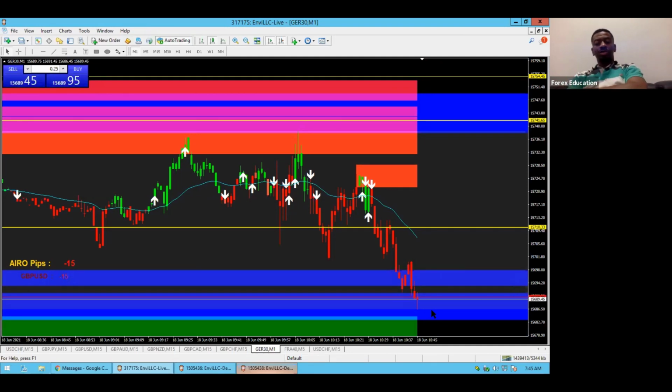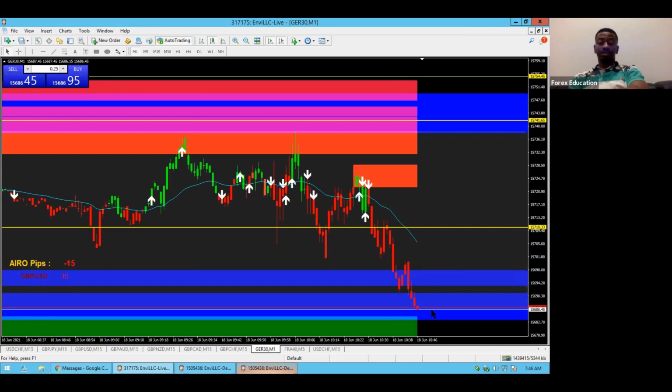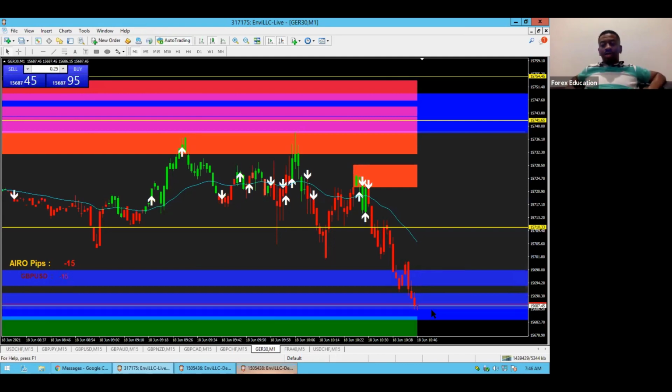Close right there. Doji. Come on, close as a doji. Or not. I guess you can give us a bullish engulfing.